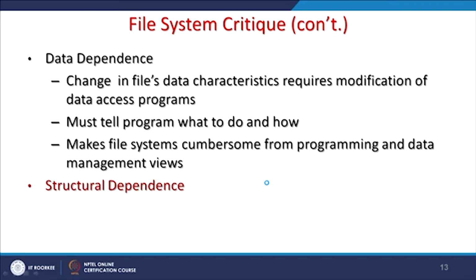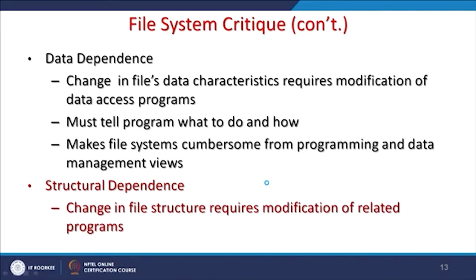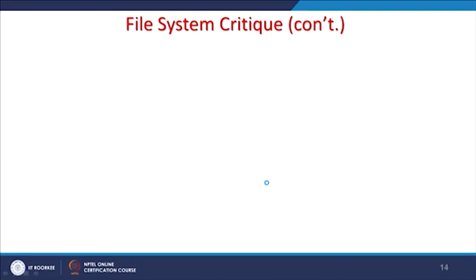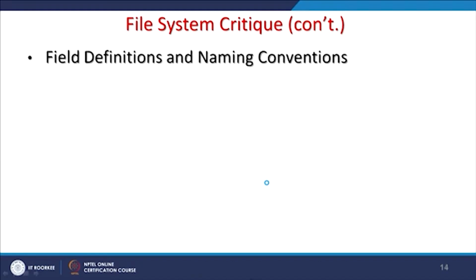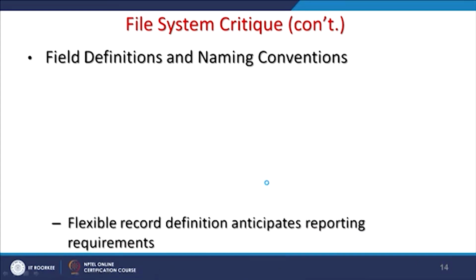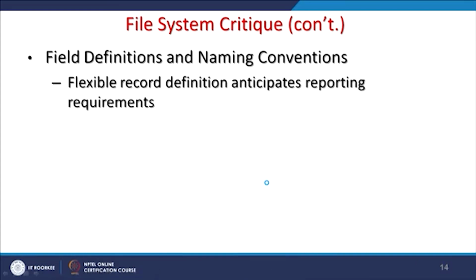Also it has structural dependence, and modifications cannot be done easily. If changes in the file system structure are required, modifications of related programs will immediately be required. Now, field definitions, that means the column definitions or characteristics, can also cause a lot of problems.